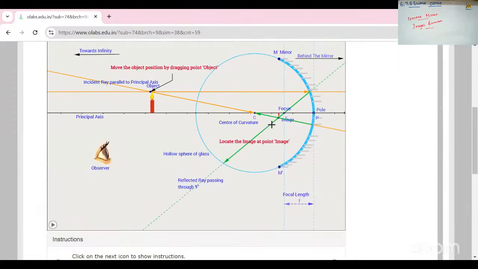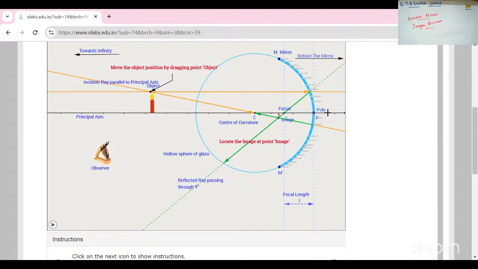Yes, this is the clear picture of how the images are formed in this concave mirror. This is the object, this is the center of curvature, and this is the focus point. This is called the pole. This is the mirror, and this is where the reflection occurs. So, how are the images formed?